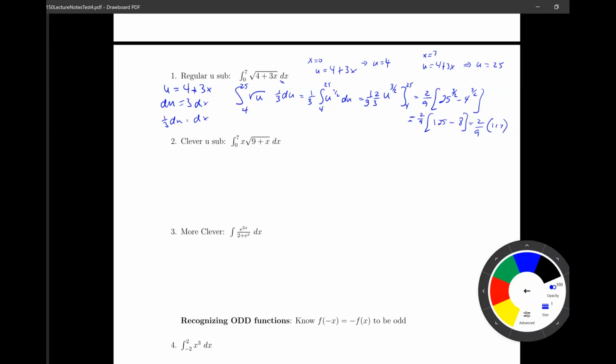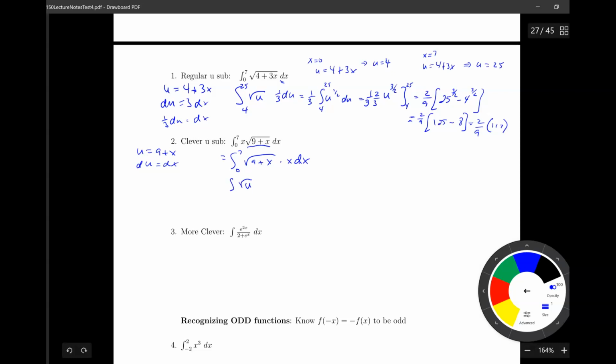All right, so let's look at this one here. Let's just start with the process. If I let u equal 9 plus x, the inside of the radical, I get du is dx. So let's rewrite this so we can see what I've got here: 9 plus x, and then I have this x dx that I need to take care of. So this is square root of u.